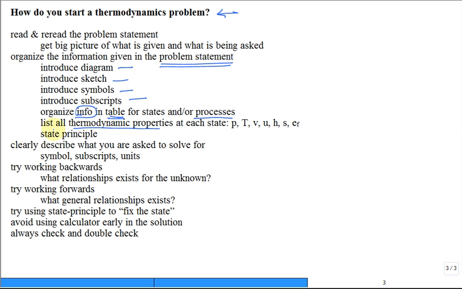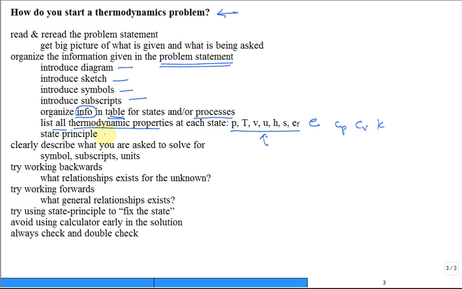Make a list of your thermodynamic properties. This is a pretty good list: T, P, V, U, H, S, and now E sub F. You could put E. You could put all kinds of other properties, C sub P, C sub V, K. There's a super long list of properties, but this list right here is pretty good.